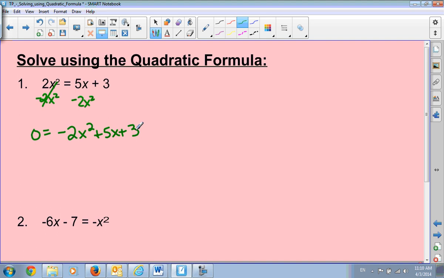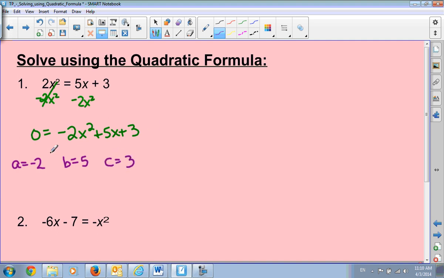Okay, so before we do anything, we need to determine what are the a, the b, and the c of this equation. What is the a value? Negative, just the negative 2. The a comes before the x squared. What's the b? 5. What's our c? 3. Awesome.